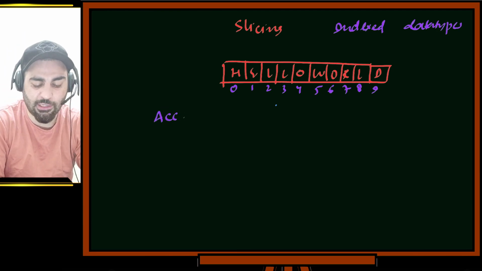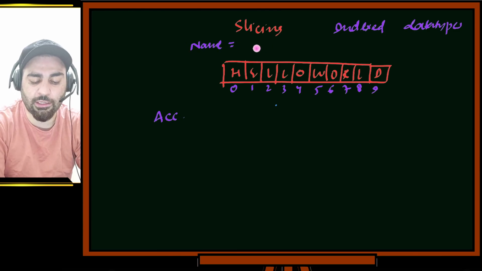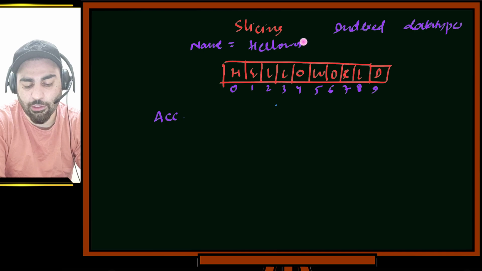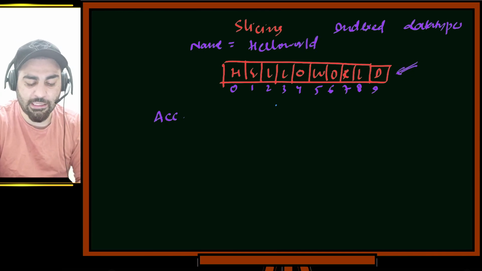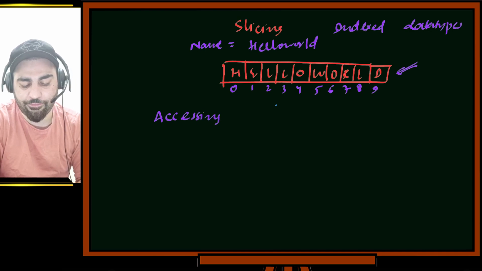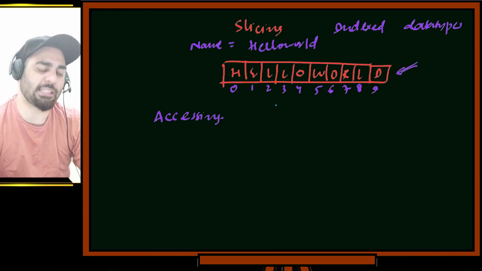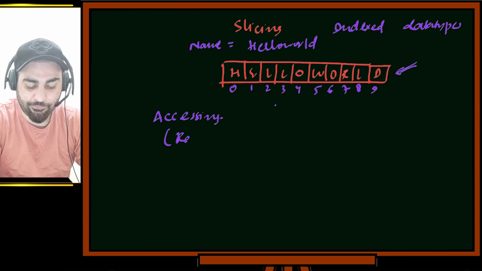So how do we access this? Let's suppose this is my string. I have this, let's suppose name, and then I called it hello world, like this. This is the picture that should be in your head. Now the first concept is accessing. How do we access the elements? You can have randomized access. This is called randomized access.